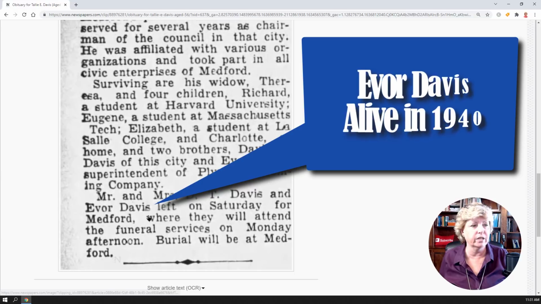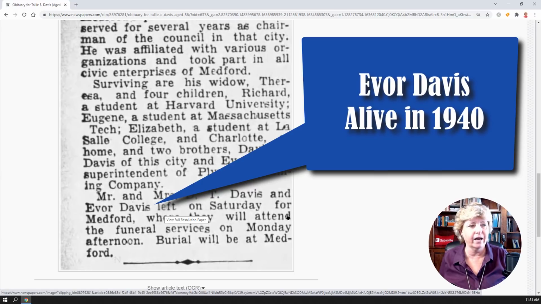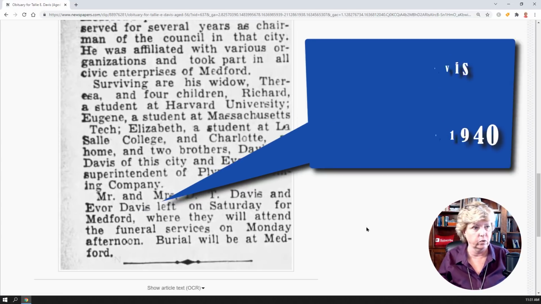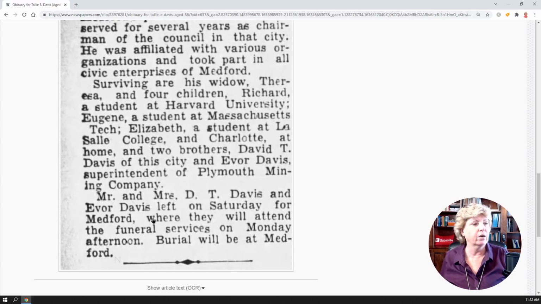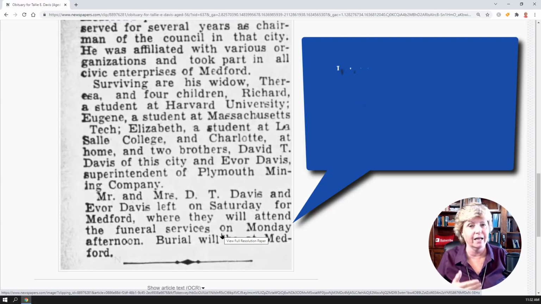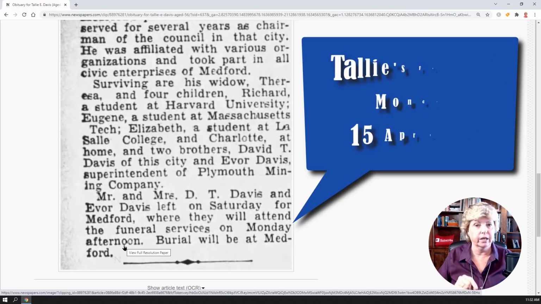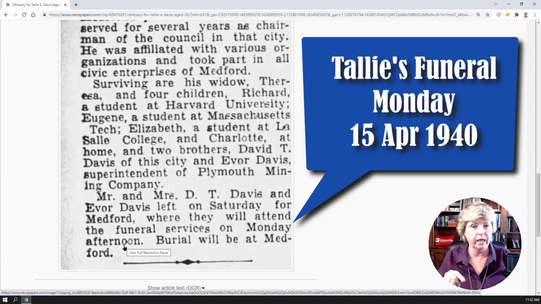We also know that Ever Davis is with them as they left on Saturday for Medford. Okay, so Ever Davis is also alive. So now we can put a death date for Ever Davis to be after 1940. And they left on Saturday, where they will attend the funeral services. Okay, so now we've got the funeral services for Tally being held in Medford, Massachusetts. So now we know where the burial was. And that will be held on Monday afternoon. Okay, so that is actually probably the Monday, the same day that this article was published on April 15th, but it might have been Monday later, I doubt it.